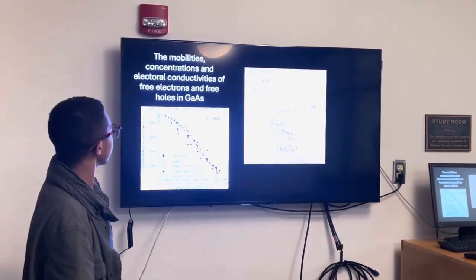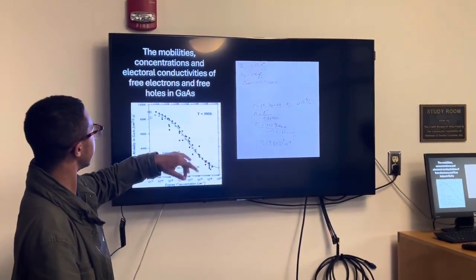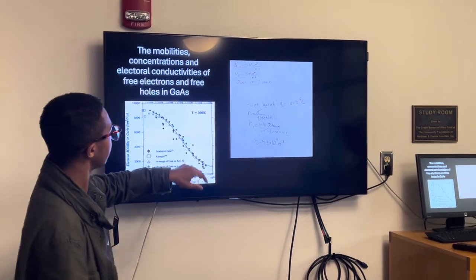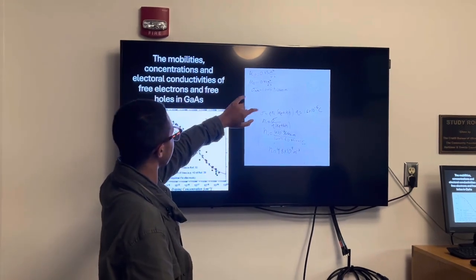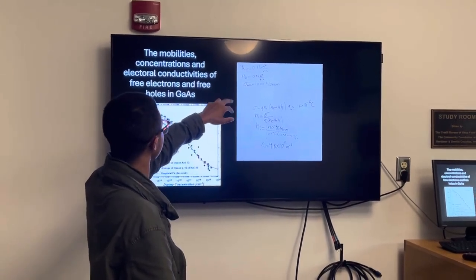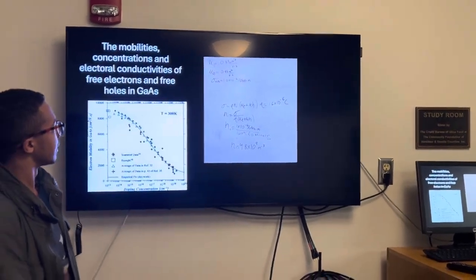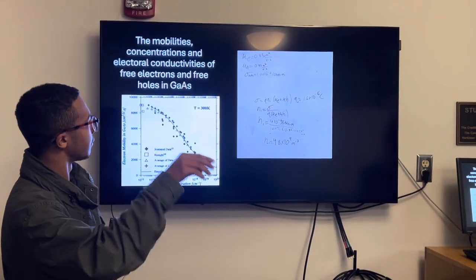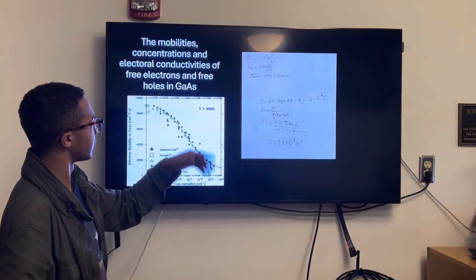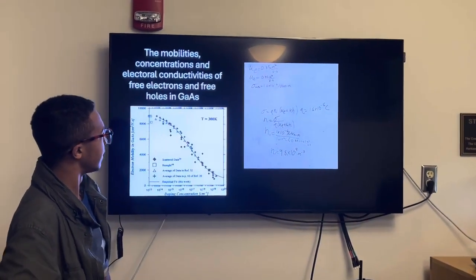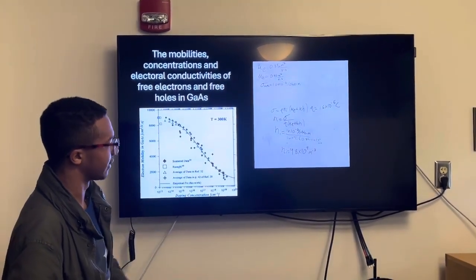And then for finding the mobilities, concentrations, and electrical conductivities of free electrons for gallium arsenide, first we have to find what the mobilities for the electrons and holes are for gallium arsenide and the electrical conductivity, which are as given: 0.85 meters squared per volt second. That's for electrons. For holes, it's 0.45 meters squared per volt second. The electrical conductivity of gallium arsenide is 1 times 10 to the negative 6 per ohm meter.